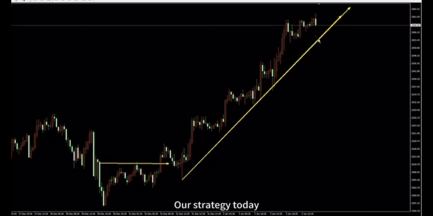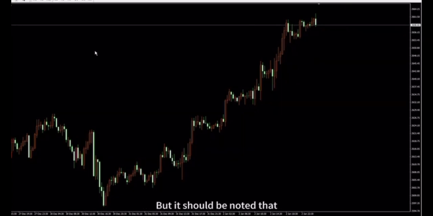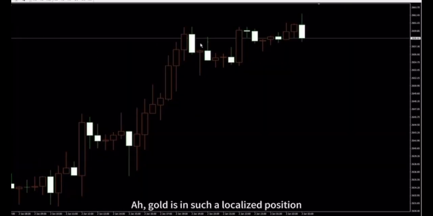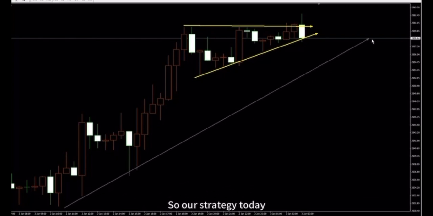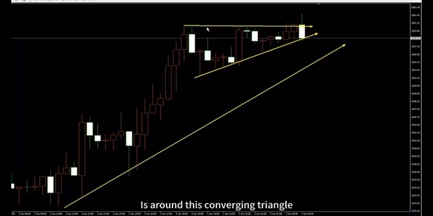So that's our strategy today. It's a long-only strategy, just one strategy. But it should be noted that gold is in a localized position, a converging triangle adjustment. So our strategy today is built around this converging triangle form and this trend line.